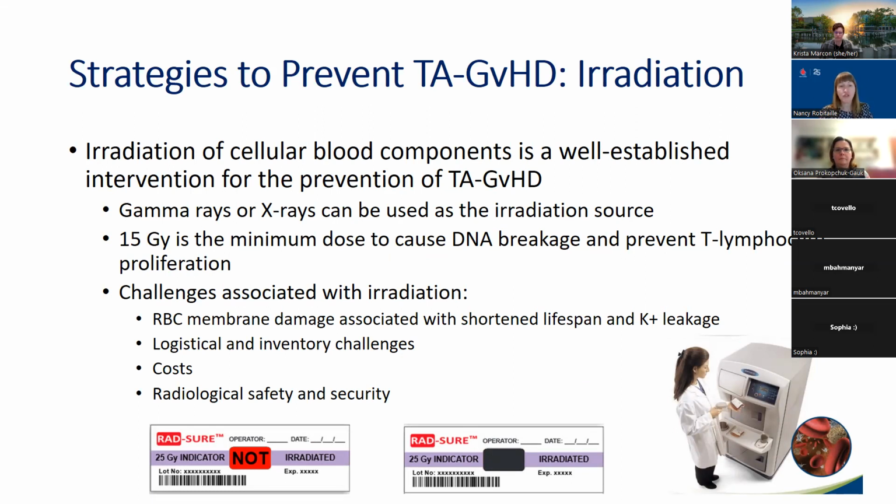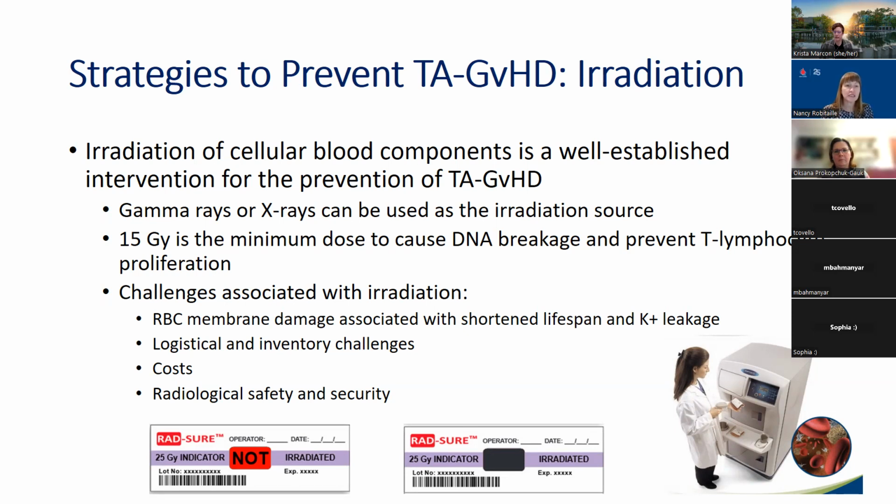As you probably all know, we can prevent this by irradiating cellular blood components. It can either be done using gamma rays, usually a cesium or cobalt source, or X-ray. The minimum dose to cause DNA breakage and prevent T lymphocyte proliferation is 15 grays. So usually we give a higher dose to make sure that in the center of the products, there is actually 15 grays. However, as you're probably aware, there are many challenges associated with irradiation.